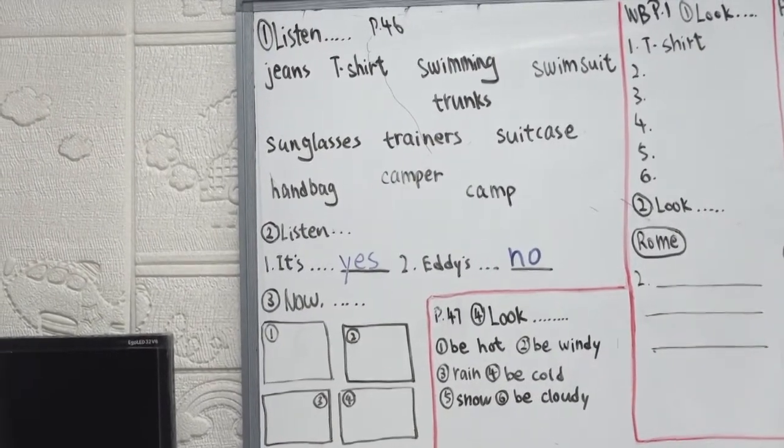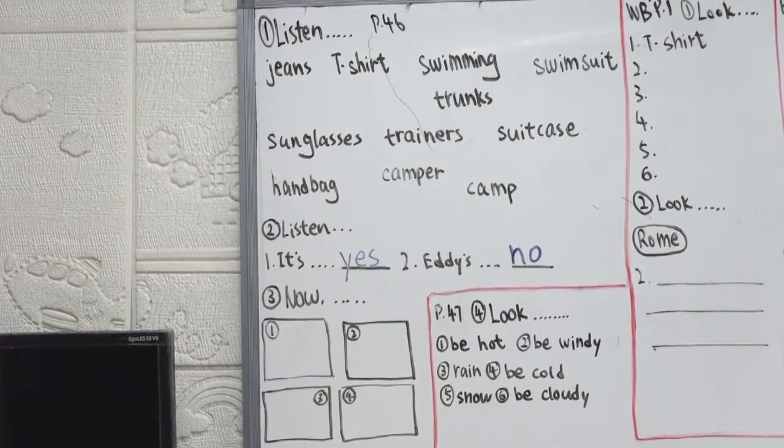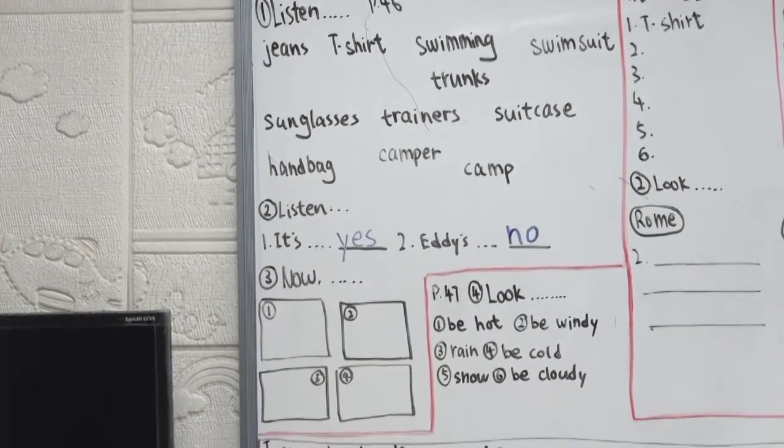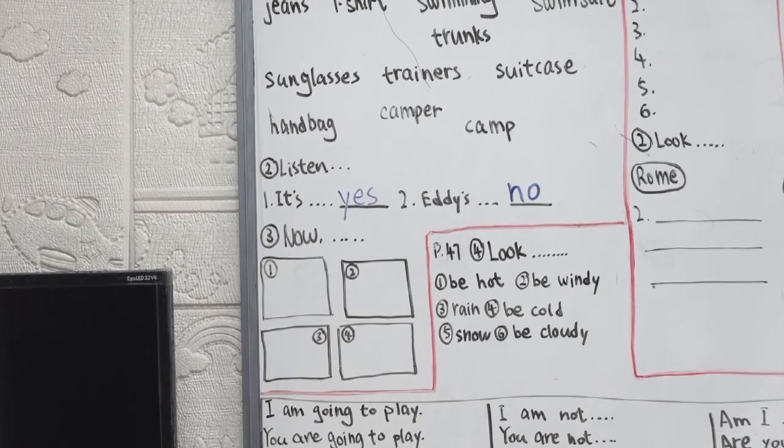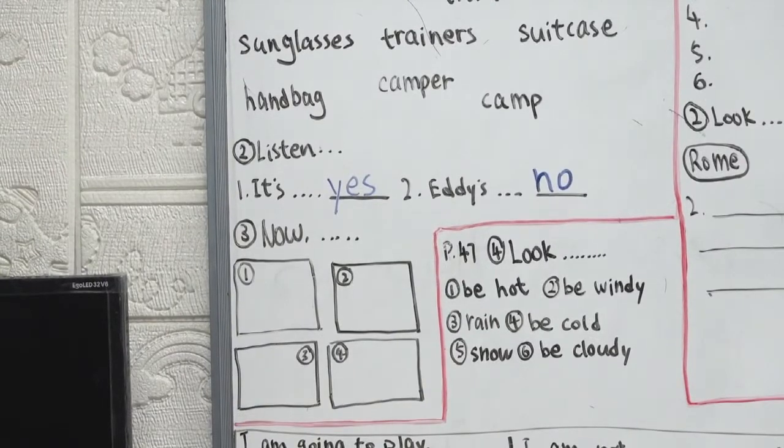And 3, the action verb is rain. It is going to rain. How about number 4? Be cold. So how do we say that using be going to? It is going to be cold. 5. The verb is snow. It is going to snow. 6. It is going to be cloudy.